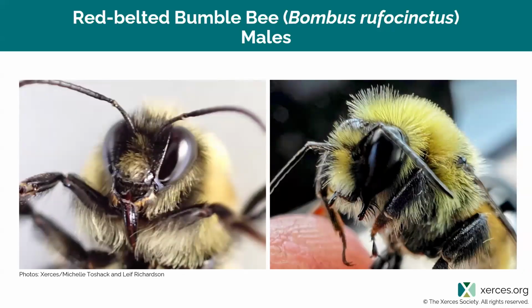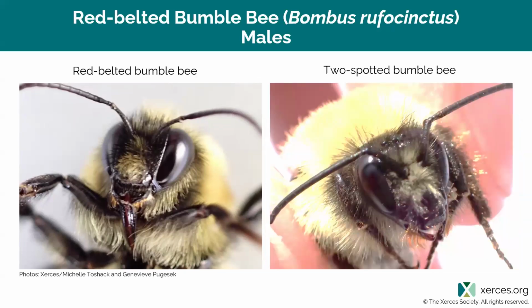One thing to really look out for, as I mentioned previously, with red-belted bumblebee males is the size of the eyes. As I mentioned previously, the eyes of the males are going to be slightly enlarged compared to other bumblebee species. And this difference can be kind of subtle. So here on the left, we have a red-belted bumblebee male. You can see that the eyes are slightly enlarged here. On the right, we have a two-spotted bumblebee male, and their eyes are a little bit smaller.